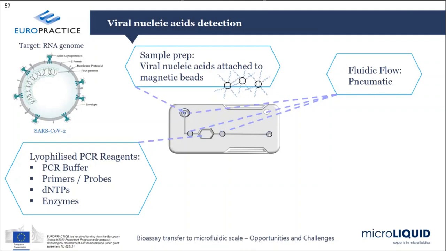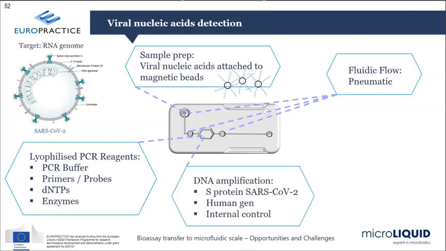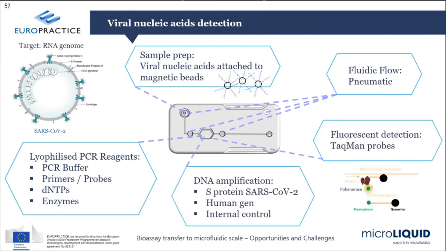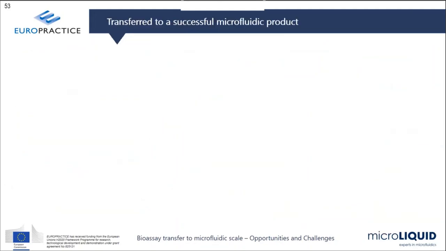And also we make use of air pressure control in order to drag the sample into the chamber. We will run the DNA amplification by thermocycling, and then we will make use of TaqMan probes in order to perform an optical detection. So these are examples of the bioassay.